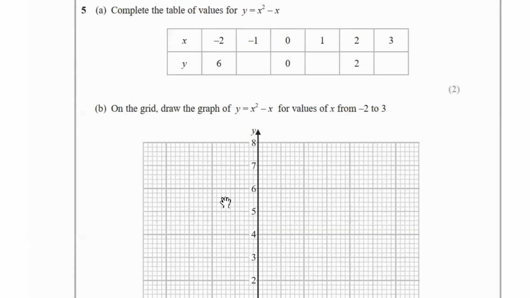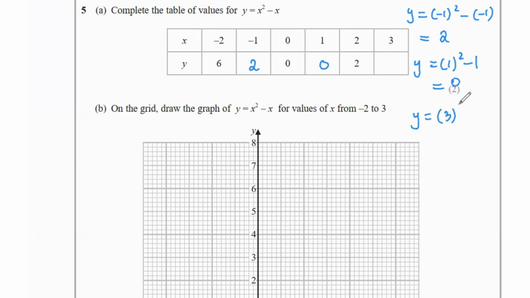Question 5 says complete the table of values for y equals x squared minus x. So simple, you will just substitute the values of x in this equation to find the corresponding y values. y equals negative 1 squared minus negative 1, which will give us 2. Then y equals 1 squared minus 1, which gives us 0. So 2 over here and 0 over here. And y equals 3 squared minus 3, which gives us 6. So this is our complete table with the values.